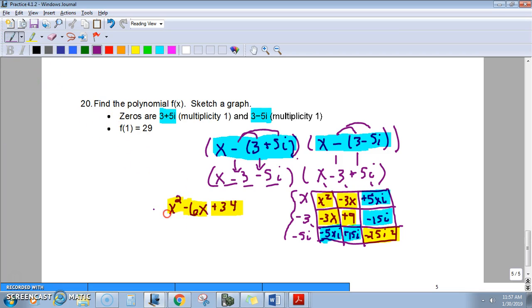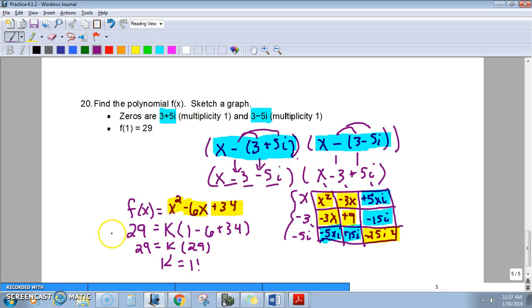So now f of 1 is 29, so 29 equals, I need to figure out what my k is, times x squared would be 1 squared is just 1, minus 6 times 1 is just 6, plus 34. So 29 equals k times 1 minus 6 is negative 5, plus 34 is 29. Look at how nice this works out. If I divide both sides by 29, I get k equals 1. So you don't even need to put a coefficient in front of this. What we get is f of x literally equals my yellow equation here.